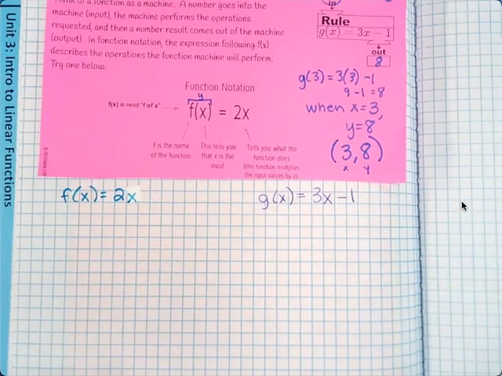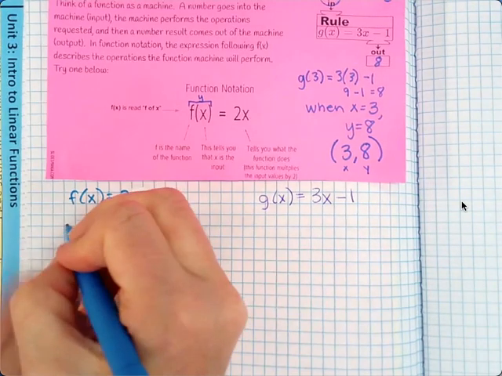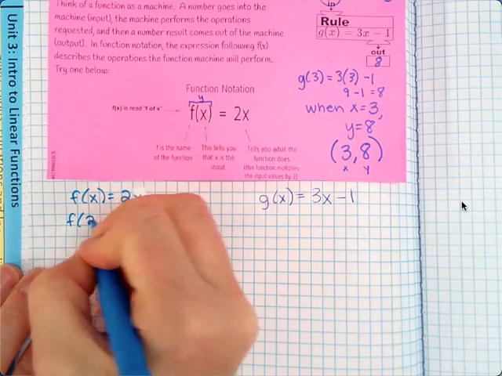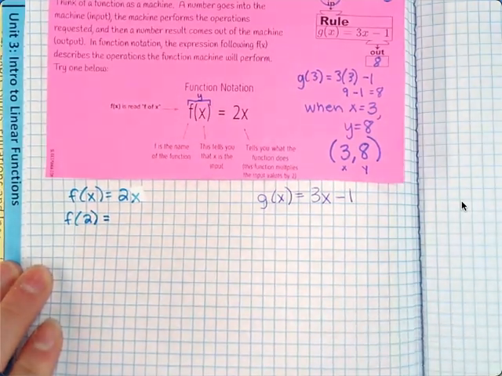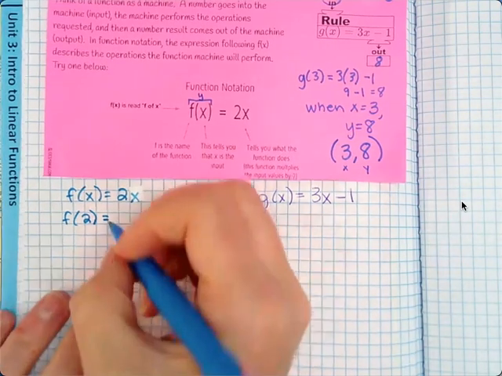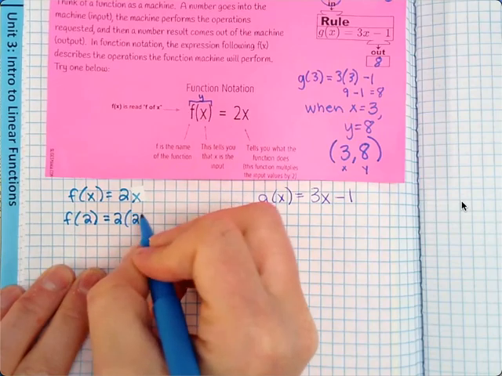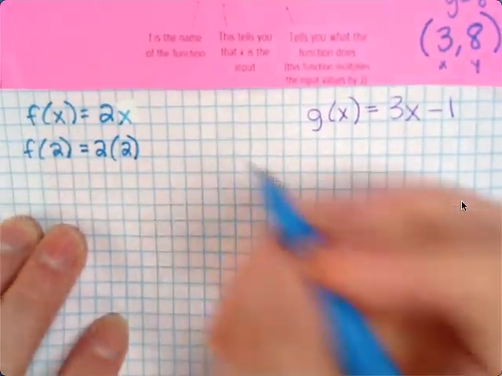These are our first two examples. So in this case, f of x is 2x. So let's do f of 2. When you substitute in a value for x, you need to keep it in parentheses. So 2 times 2, which just equals 4.